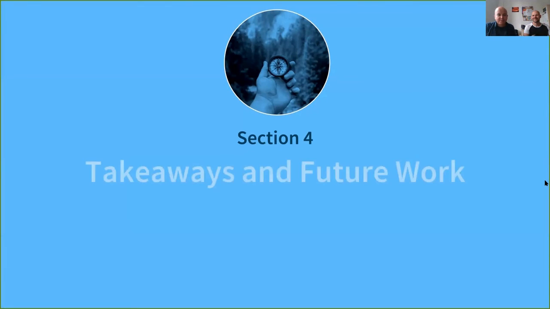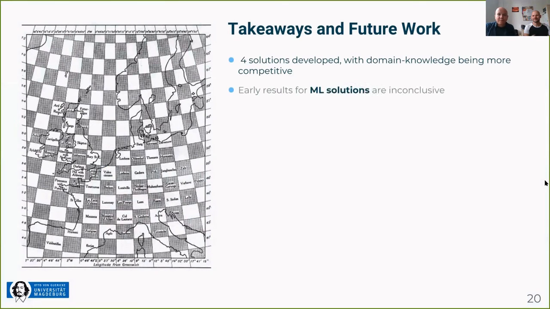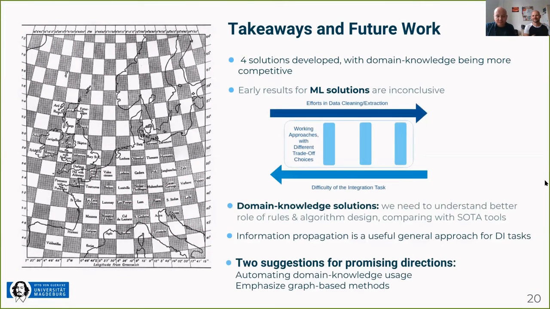Okay, so we come to the takeaways and future work. Overall, we developed 4 solutions to the DI2KG challenge, 2 based on domain knowledge and 2 based on machine learning. The earlier results for the machine learning solutions are inconclusive in the sense that we have to do more feature engineering, hyperparameter tuning, and even model tuning to be sure of their performance.